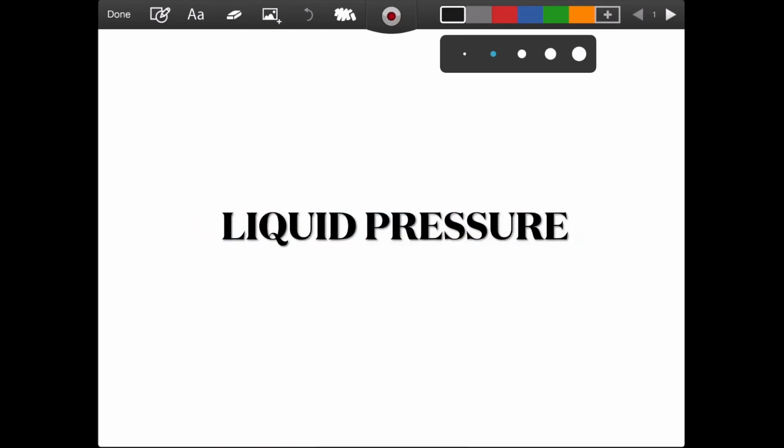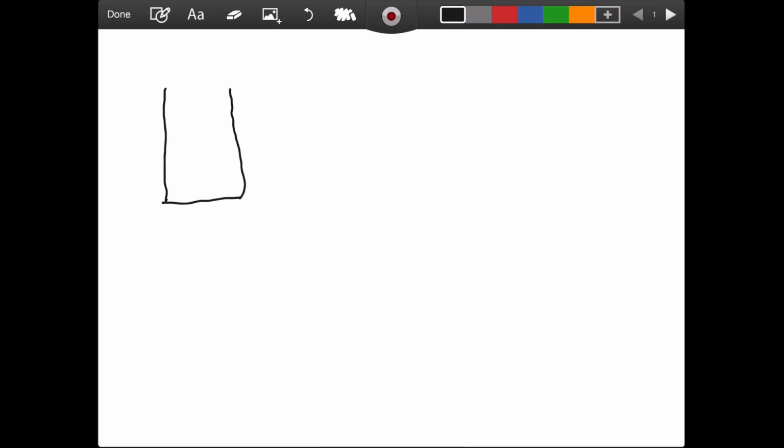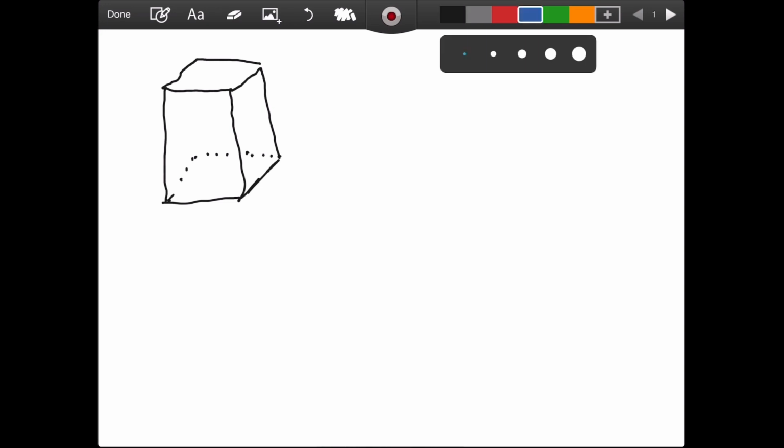Welcome back, everybody. So today we want to derive an equation for liquid pressure. To do that, we first of all draw ourselves a container. I also want to make it 3D so that it will be more clear what I'm talking about. Alright, this is better. Right, like this. And inside of our container, we have a liquid that is filled until this mark.